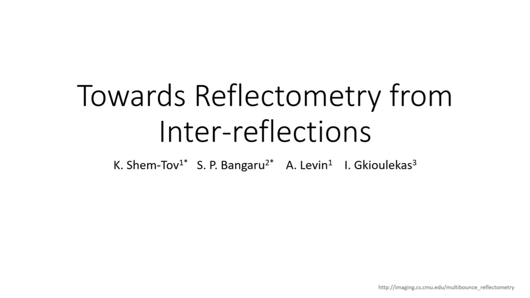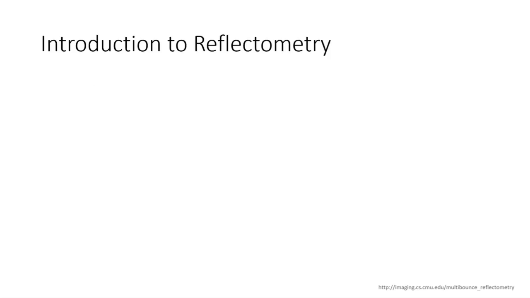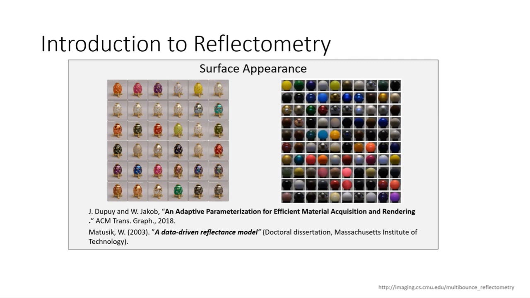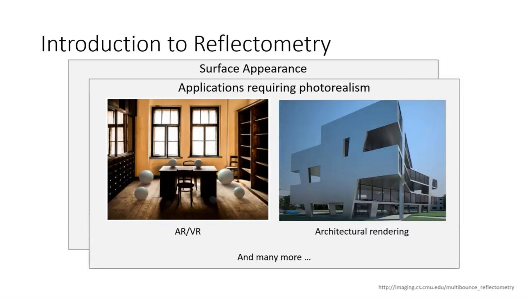Hello, everyone. I will now present our work on how interreflections can be helpful for reflectometry. By reflectometry, we refer to the process of acquiring the reflectance properties of real-world materials as represented by their bidirectional reflectance distribution function. These measured BRDFs can facilitate a variety of applications such as interior decor, industrial design, VR, and AR, where there is an increasing demand for photorealism.